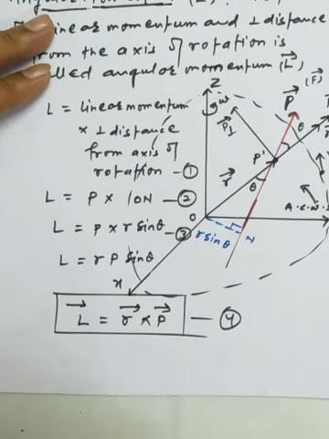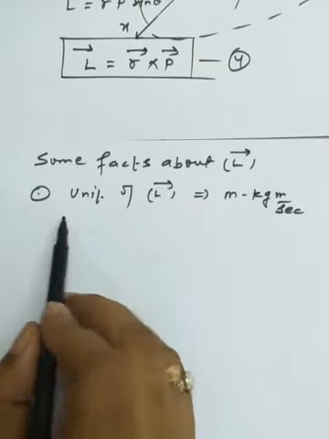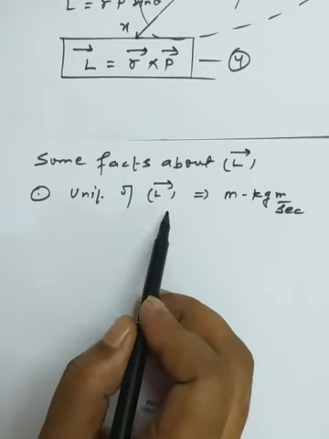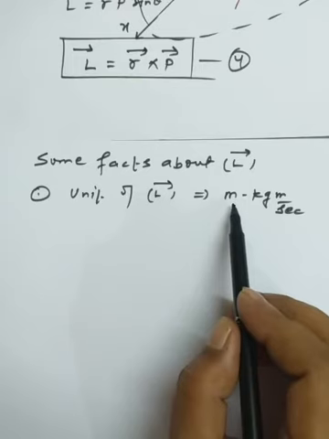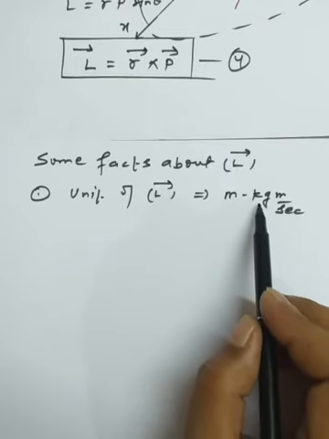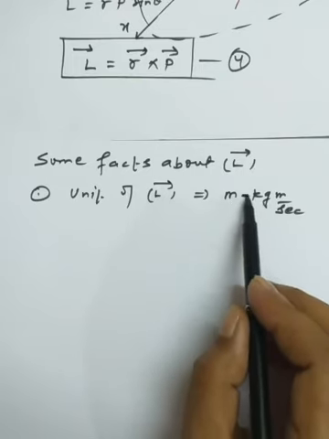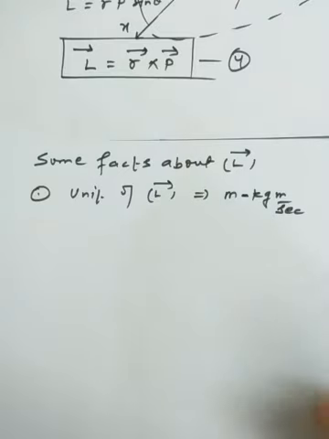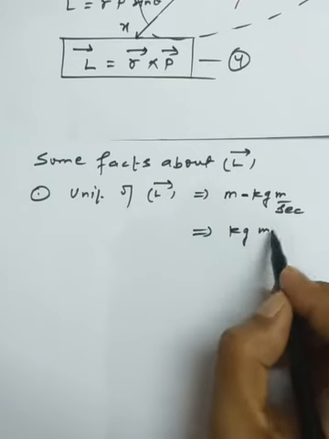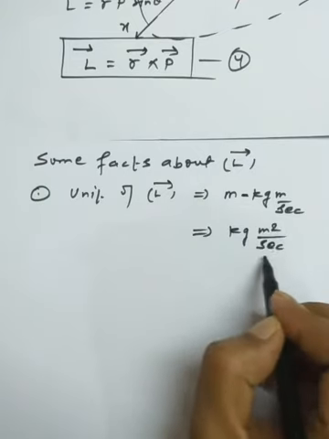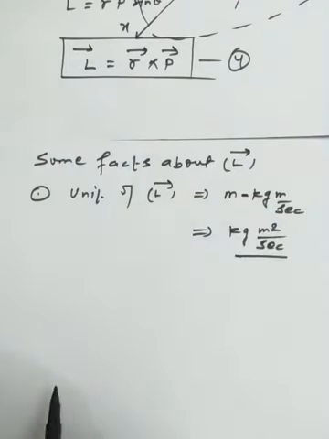Now we want to discuss some more things about the angular momentum: its unit, dimension, direction, and components. The first point is the SI unit. R has the unit meter, and the momentum has the unit mass into velocity, so kilogram meter per second. Finally, I am writing it as kilogram meter square per second. This is one of the basic units we have for the angular momentum.